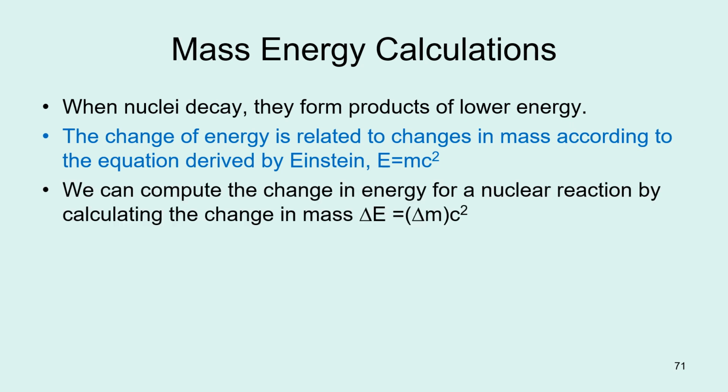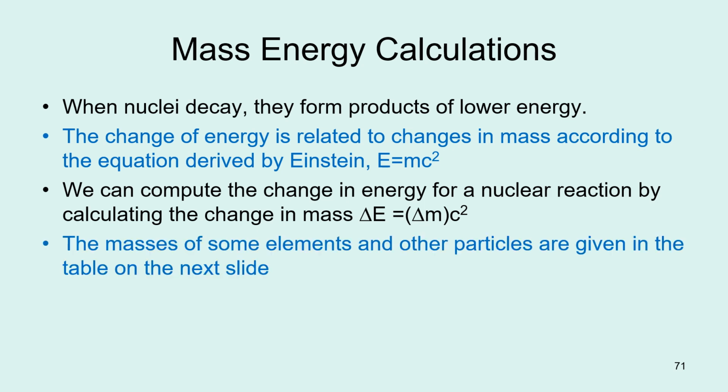So we can find the change in energy for a nuclear reaction by calculating the change in mass, the delta m. In a nuclear reaction, how does the mass change? This is more complicated, and I'm just going to give you an example, but this won't be on the test. The masses of some elements are given in a table, and you can add them up and see how they change over a reaction.